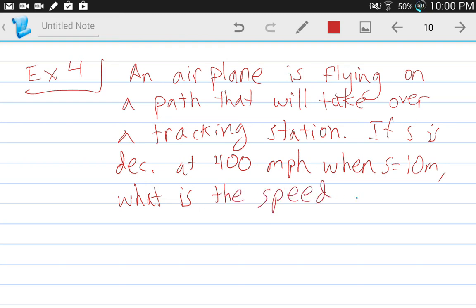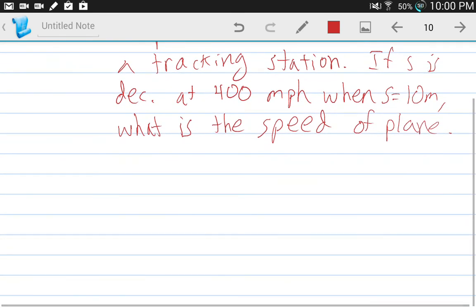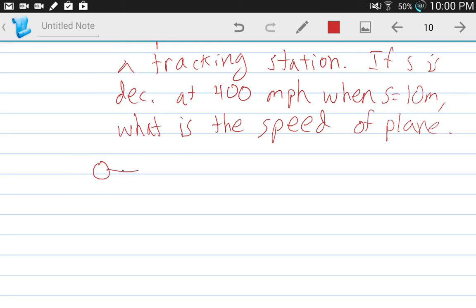And then they gave you a picture, and the picture had an airplane. So here's my beautiful airplane, and here's our tracking station. And then the picture had S here, X there, and this was 6 miles. So it's at a height of 6 miles.